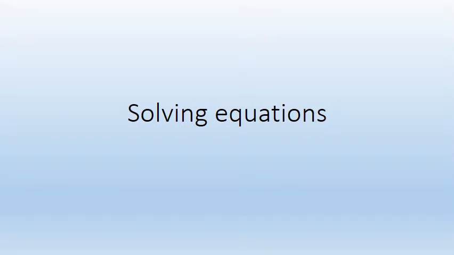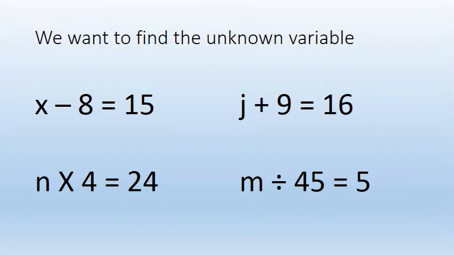Solving equations. What we want to do here is find out the unknown variable. What this means is that we don't know what the letters represent. It's also important to know that a variable can be any letter in the alphabet, but usually it is X or N.